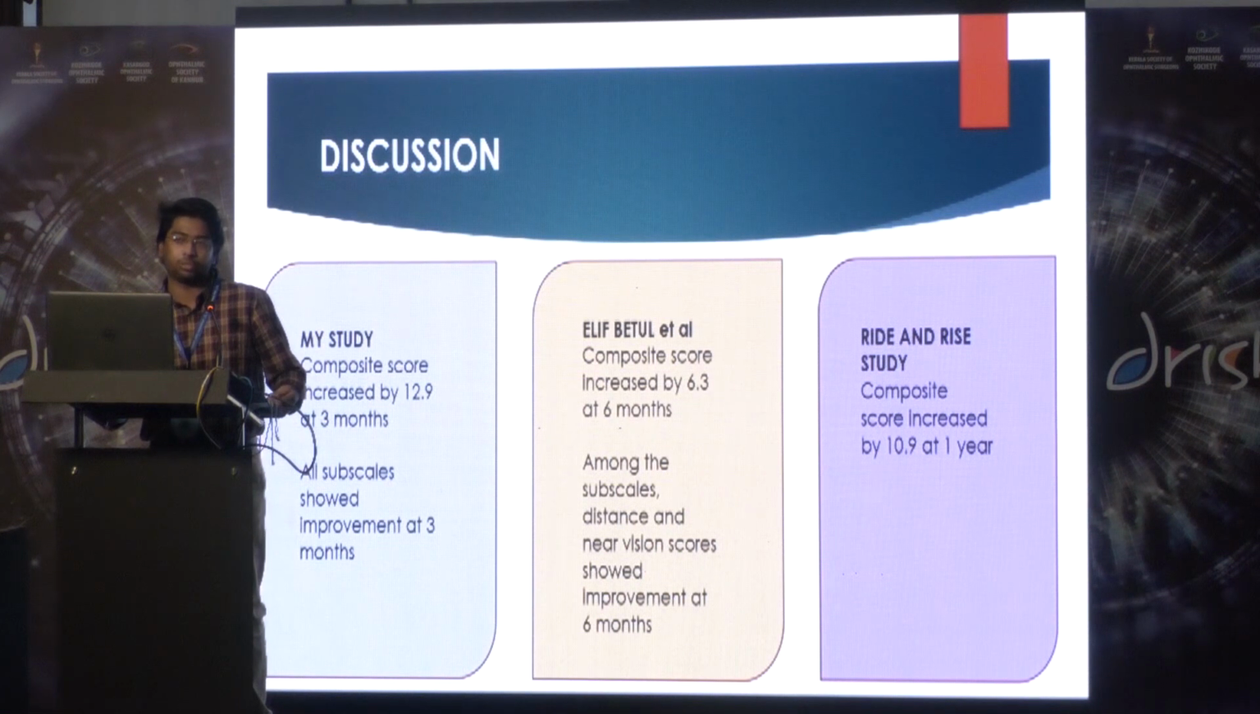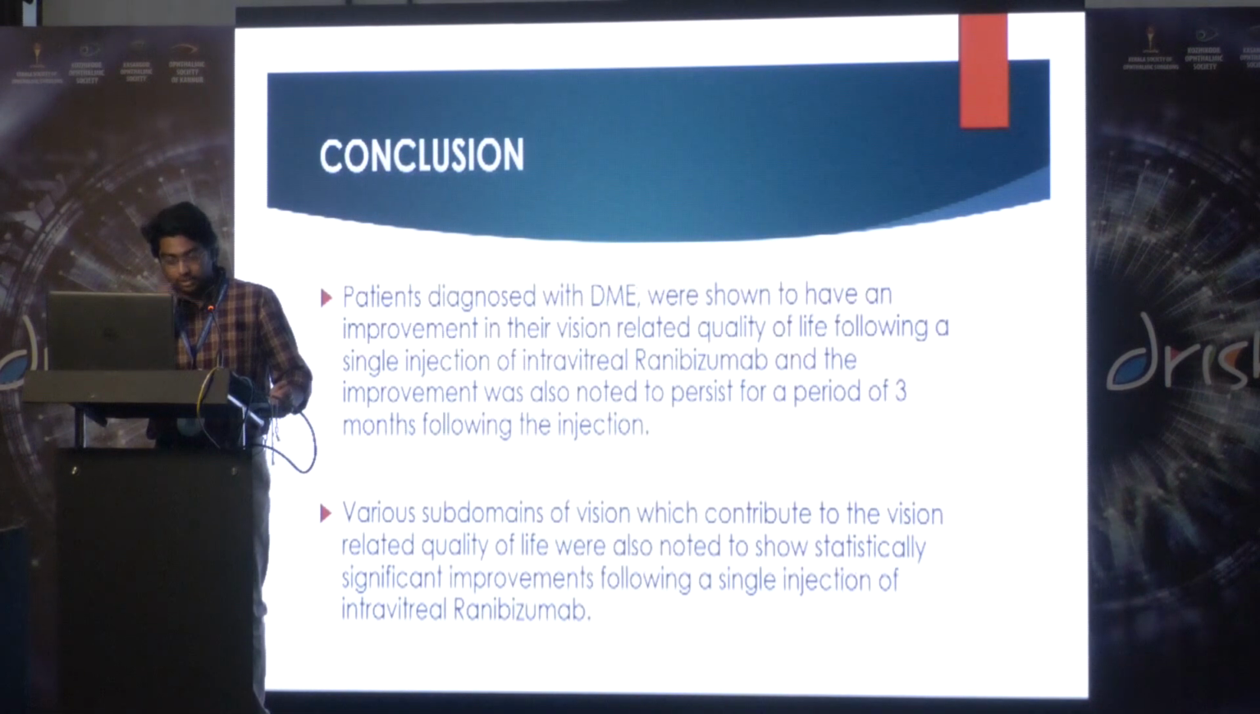Similarly, my study also showed that all subscales showed an improvement over the study period. In the LF Beto study, the main subscales that improved were the distance vision and the near vision. So the conclusion was that diabetic macular edema does cause a great burden prior to any intervention, and there is a statistically significant improvement in vision-related quality of life post-injection. This improvement was seen not only in the overall composite score, but even among the various subscales that contribute.